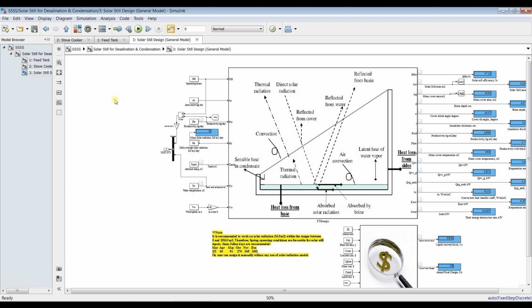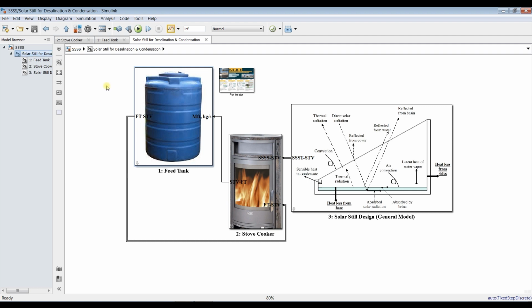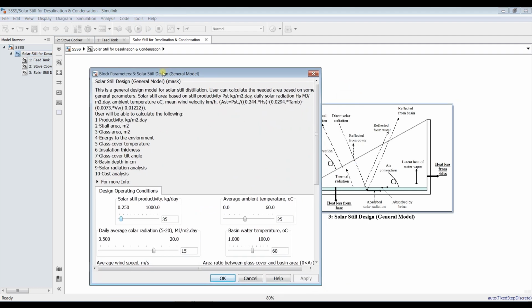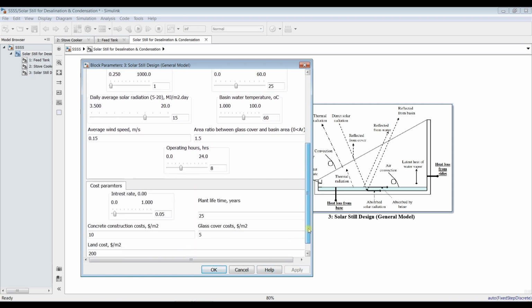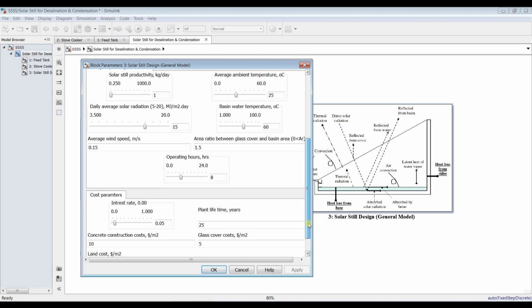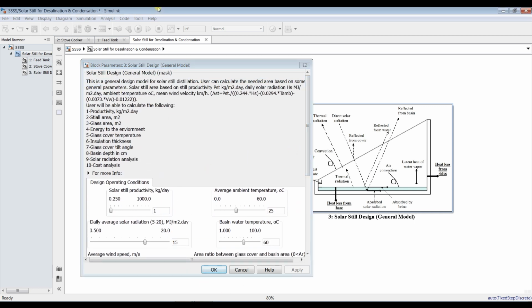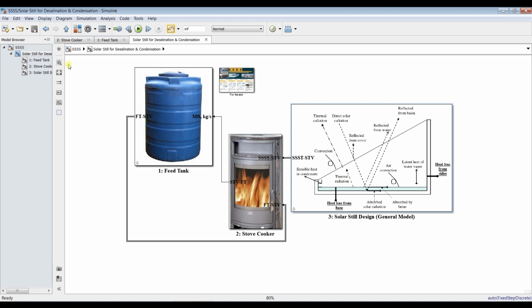Let's go and try working dynamically. So I have to check this by infinity, and save this one. I hope to try changing my productivity. Suppose I begin from 1 liter per day, and try to make some changes and see the effect on our operating conditions and design parameters.